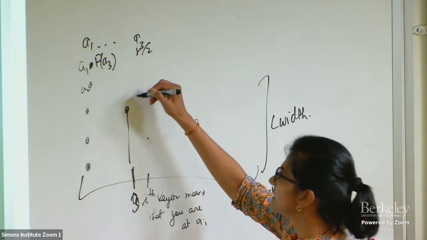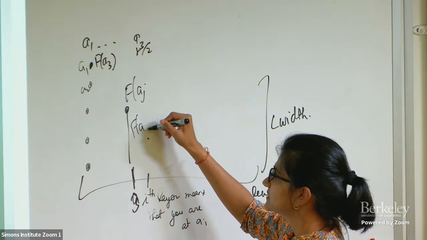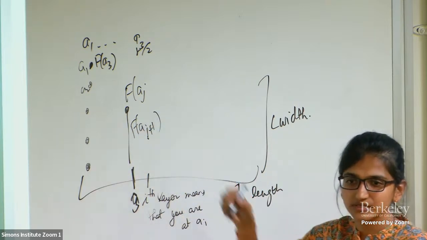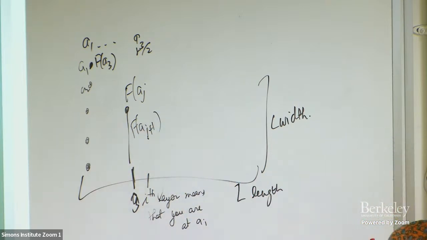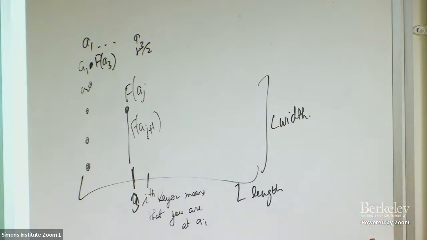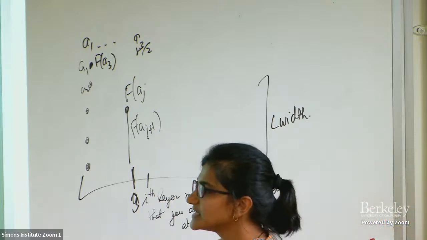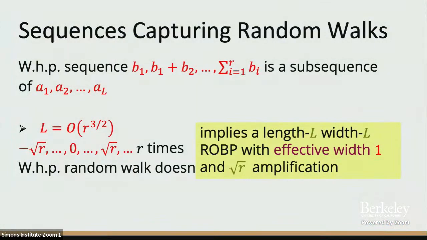You will have that information that you are jumping several steps forward. So there would be: are you jumping forward to A_j? Are you jumping forward to A_{j+1}? This information would be stored because it's a constant. We don't care about this. Okay, so the thing is that it's effective width 1 and it needs R^(3/2) length.